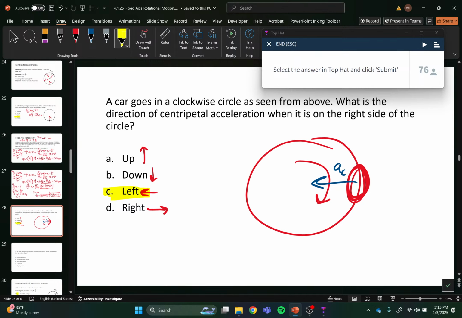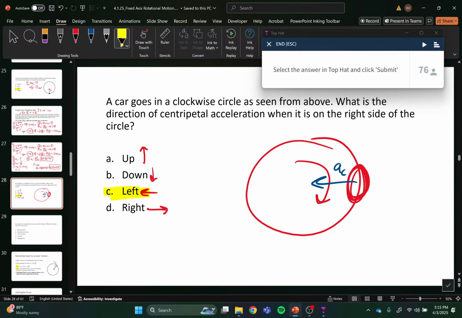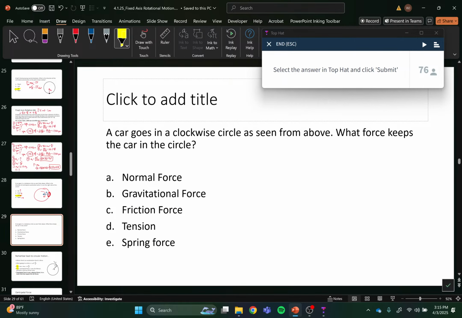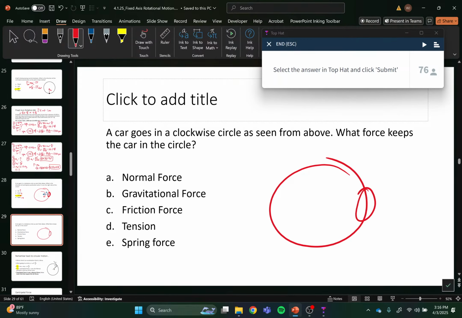Now, this next question is kind of, I don't want to call it a review. This is the one where we start to get to the more interesting things. All right, same exact problem. Car goes in a clockwise circle. Let's even chuck it on the right side. It really doesn't matter. What force actually keeps the car going in the circle? What force is responsible for the car staying in this circular path? Is it the normal force, the gravitational force, the friction force, the tension force, or the spring force?